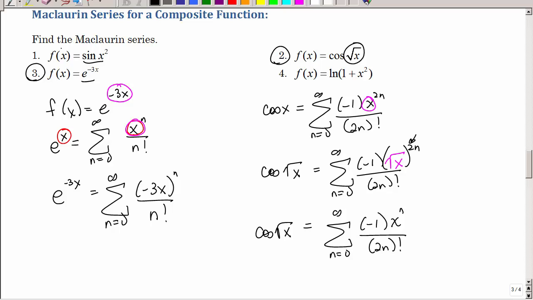So once you develop the sine of x series, you can just replace x with x squared. And we developed what the natural log of x was equal to in that last example, and you could just replace it with 1 plus x squared.